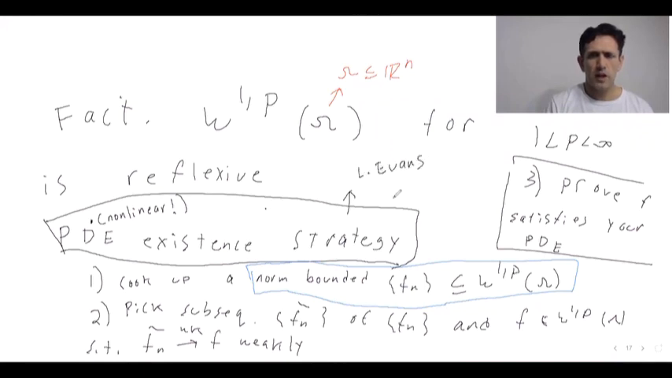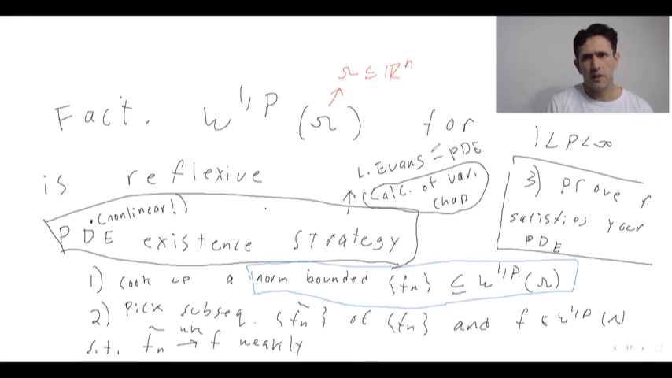So if you want to check Lawrence Evans, particularly the chapter on calculus of variations, the book is Partial Differential Equations by Lawrence Evans. The chapter, Calculus of Variations, is pretty well into the book, but you can see this strategy in action.